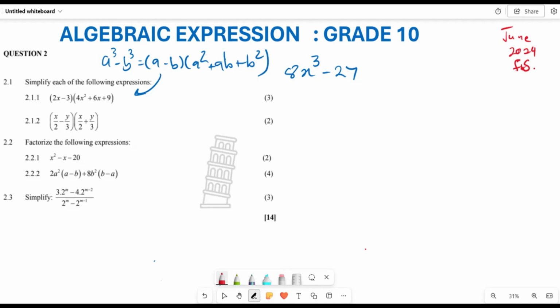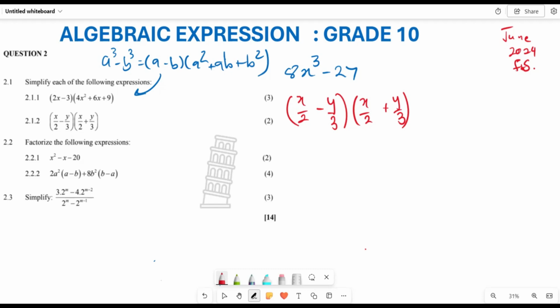Now let me look at 2.1.2. Here we are given x over 2 minus y over 3, and this is the same as x over 2 plus y over 3. Are we together? Look at this: this is minus and plus, and this is x over 2, this is x over 2, this is y over 3, this is y over 3. So this is going to be the difference of two squares.